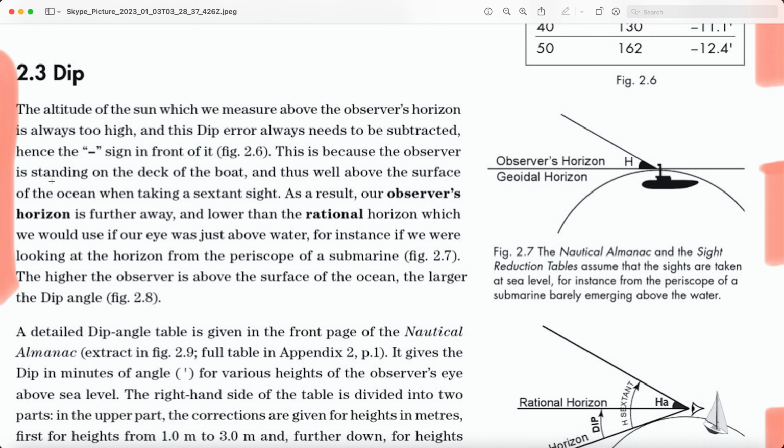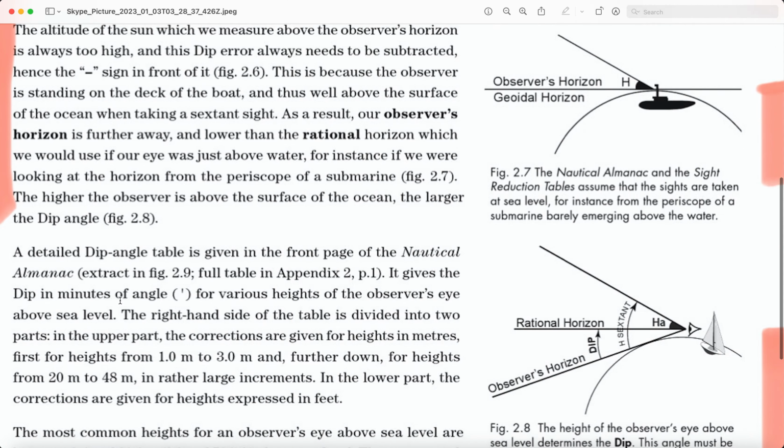This is because the observer is standing on the deck of the boat, and thus well above the surface of the ocean when taking a sight. As a result, our observer's horizon is further away and lower than the rational horizon, which we would use if our eye was just above water. For instance, if we were looking at the horizon from the periscope of a submarine. The higher the observer is above the surface of the ocean, the larger the dip.